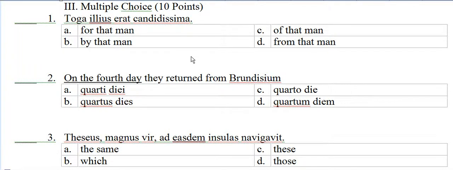So this question is testing your case usage. You recognize that illius is genitive singular, and the correct way to translate a genitive singular is "of," and so it'd be "of that man." On the fourth day would be an ablative of time, and so you're looking for which one of these is ablative, and quarto die are the ones where they're both in the ablative ending.